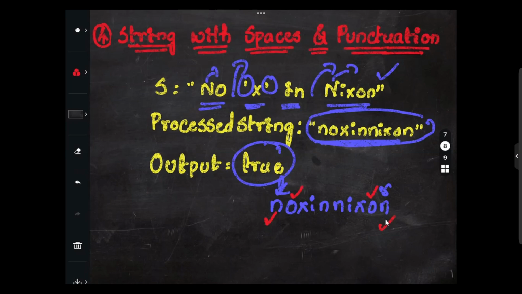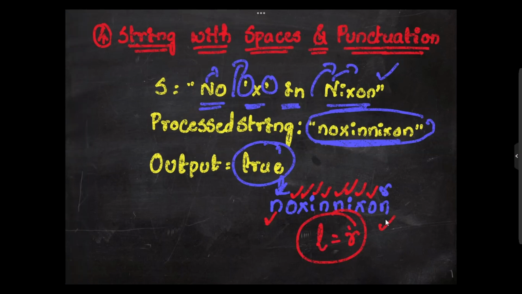So O is equal to O, same thing. Next we'll consider X, it is same. We'll consider I, it is same. We'll consider N, it is same. So here in this case, L is equal to R, right? So L is equal to R. We don't have the extra character, which means L is not greater than R. Then it is said to be a palindrome, and we will stop here and we have to return true in this case.